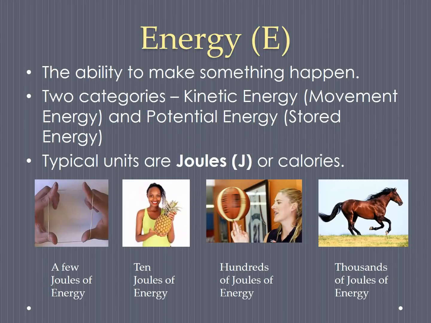Energy is the ability to make something happen. The variable that we use to signify energy is a capital E. There are two categories, kinetic energy and potential energy. Kinetic energy is considered movement energy or energy in motion, where potential energy is stored energy that an object could have.